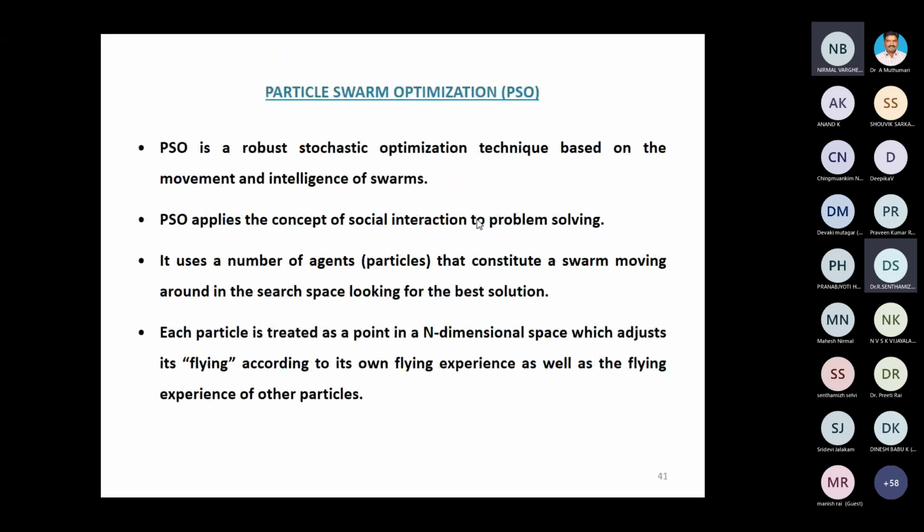Now our main concern is the particle swarm optimization. PSO is a robust stochastic optimization technique based on the movement and intelligence of swarms.